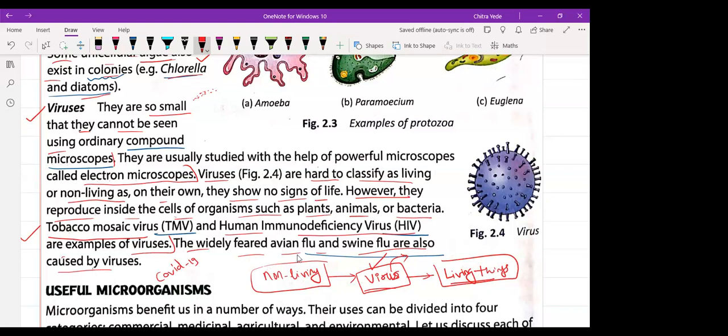Sir, one minute. Okay. Sir, is yeast a fungi or bacteria? Yeast is a fungi, a unicellular fungi. Unicellular, not multicellular. Uni means one. It is made up of a single cell.